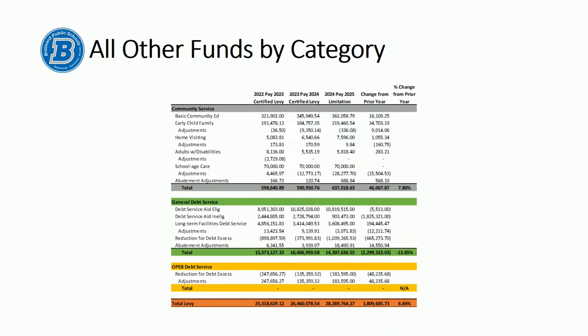On the next page are the other categories, or funds, I should say. Community service went up 7.8%, and that was due to an increase in the adjusted net tax capacity. Nothing that we do; that's all on the county side when it comes to market values and tax. Debt service went down 13.85% due to the decrease in the debt payments. So overall, it's the 6.84% at the very bottom.